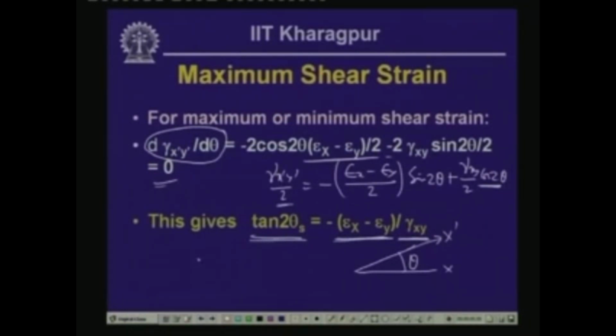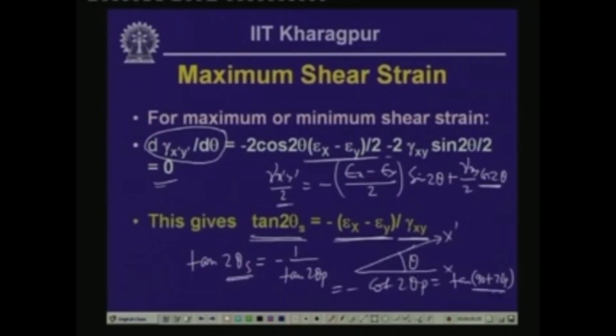So, we can in general write that tan 2 theta s is equal to minus 1 by tan 2 theta p, which is equal to minus cot of 2 theta p, and this we can write as tan of 90 plus 2 theta p. So, 2 theta s is equal to 90 plus 2 theta p. Hence, theta s is equal to 45 degree plus theta p.